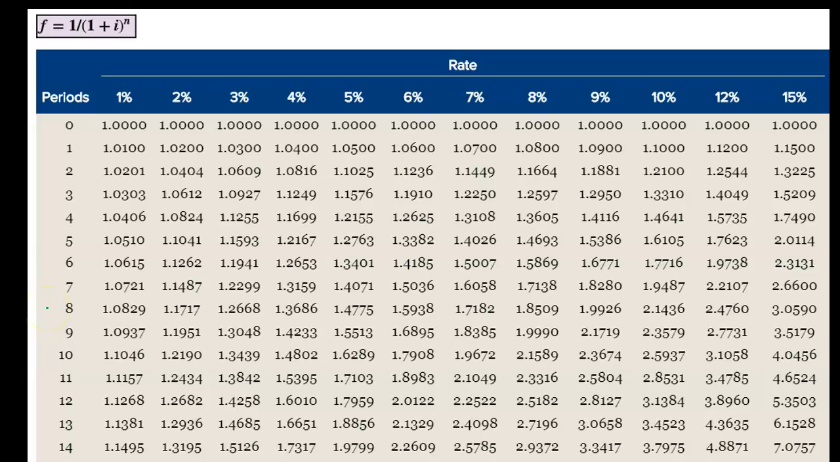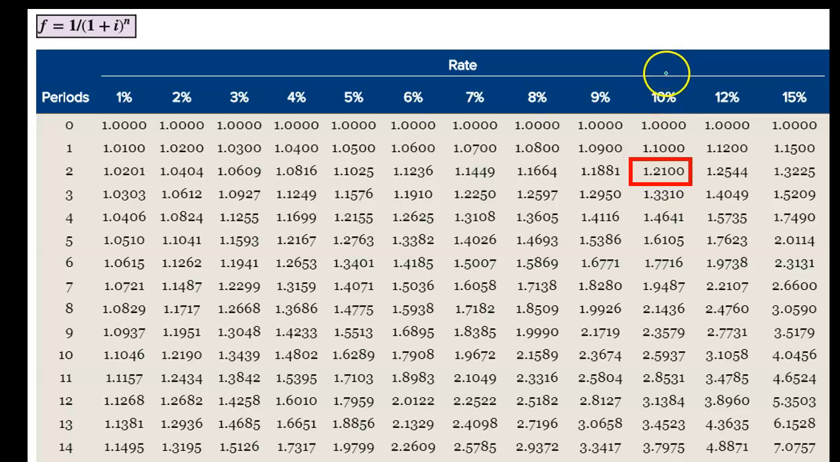The periods could be years. They could be months. Typically, we're thinking about years, but the periods don't necessarily have to be years. They need to, however, coincide with the interest rate. So we usually see the interest rate or whatever rate we're using at the yearly rate. So if you're talking about a monthly rate, and you want to coincide with the number of periods that are months, you'll have to take that yearly rate and divide it by 12.